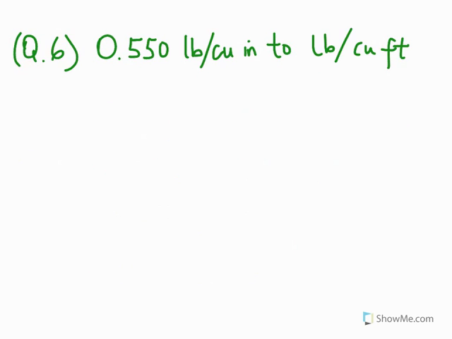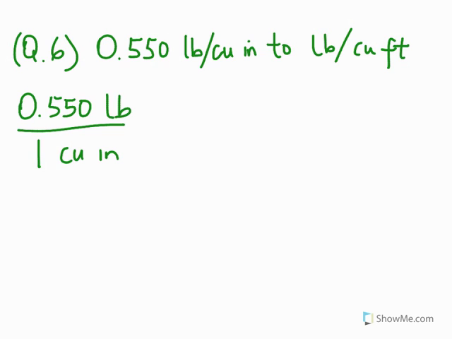Question 6. 0.550 pound per cubic inch to pound per cubic feet. So we have 0.550 pound over 1 cubic inch. Okay. Do we have a direct relationship between cubic inch and cubic feet? Yes, we do. So we won't touch the pound. We keep it as it is. Now we put cubic inch here, and here below we put cubic feet.